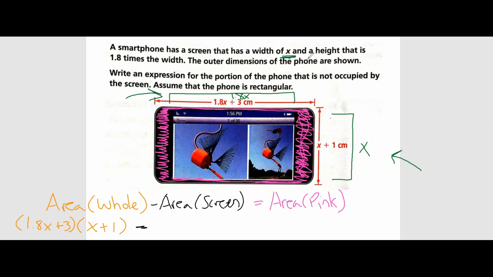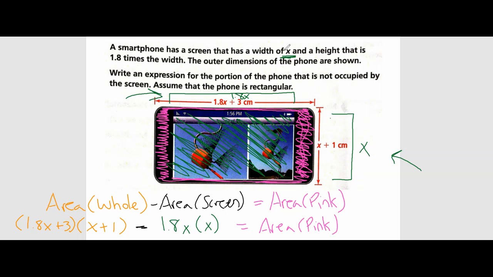So I'm just going to multiply the length and the width for, we'll call this the green. So we'll just shade this in green. That's the screen. So the area of the screen, right, well, that's going to be 1.8x times x. That will give me the area of the pink.